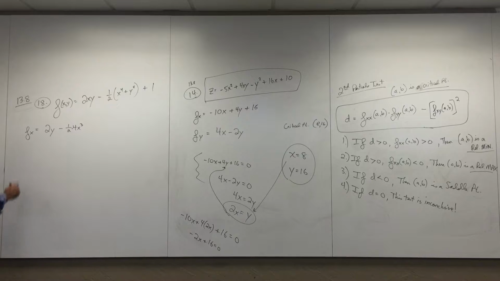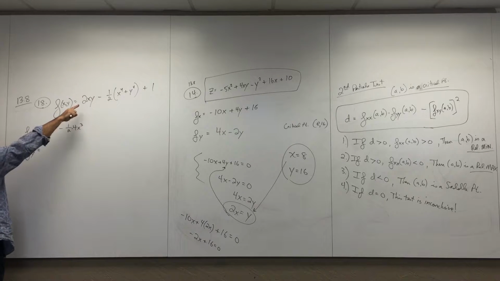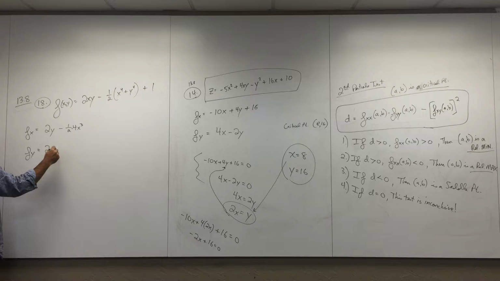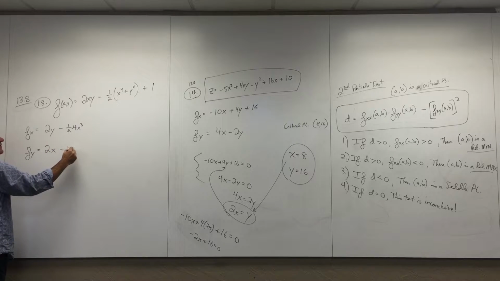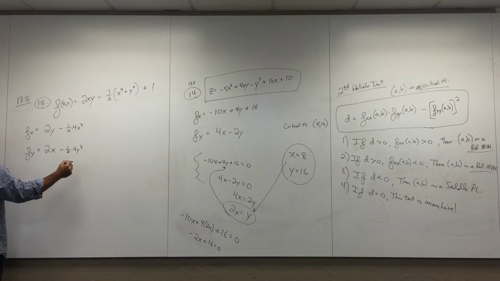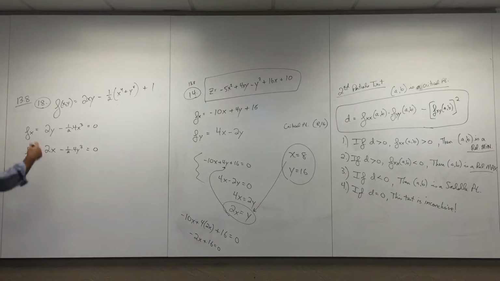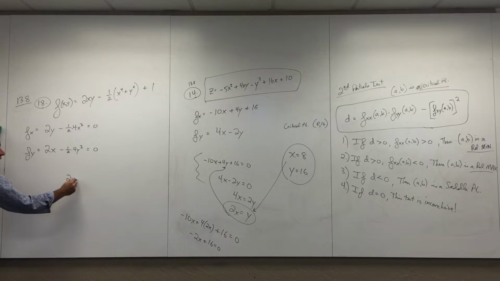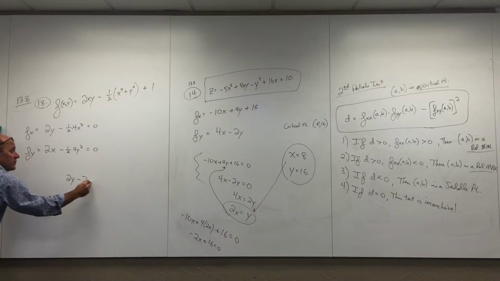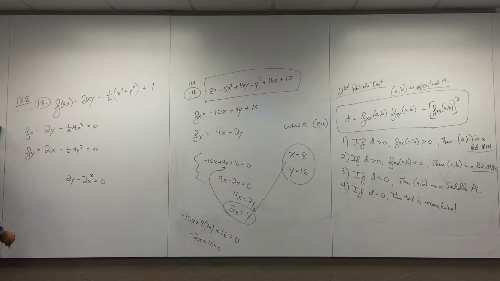All right, that's that. What about my Fy? Oh, it's kind of similar in a way. Fy is taking the derivative with respect to y. It would be 2x minus 1/2 times 4y cubed. All right, well, then I'm setting these equal to 0. Let me get a little more organized here. That 2y minus 2x cubed equals 0. You know what, I think I'll solve for y here. Watch, I'll move the 2x cubed over.